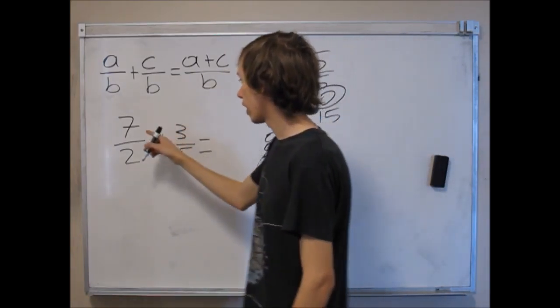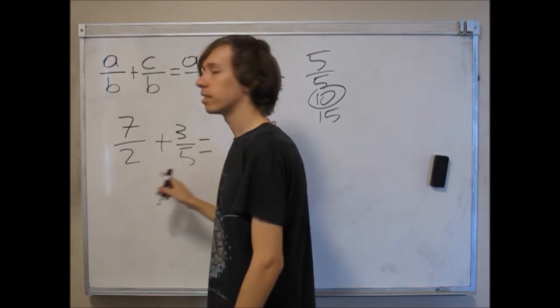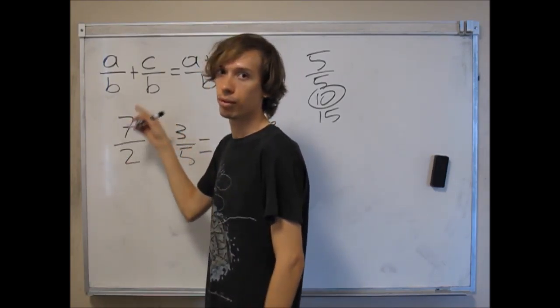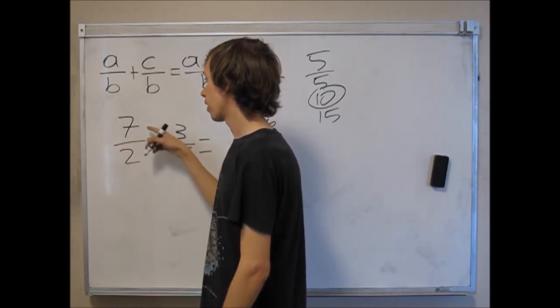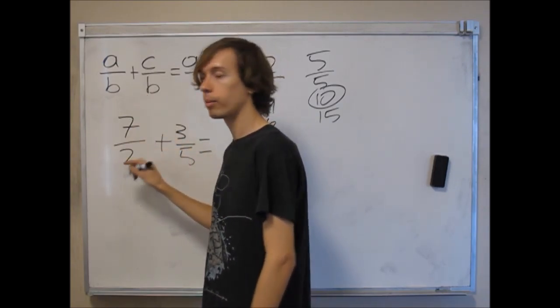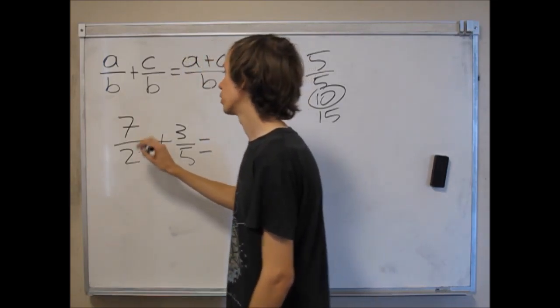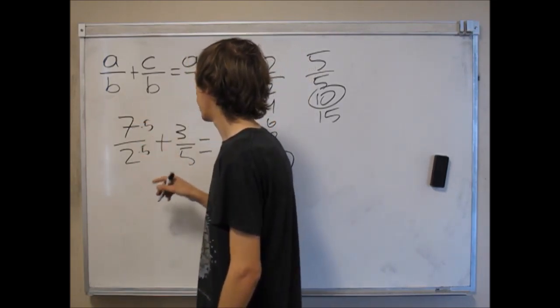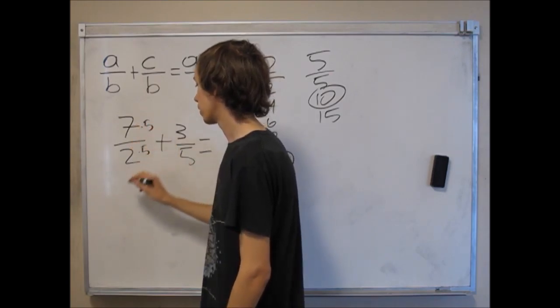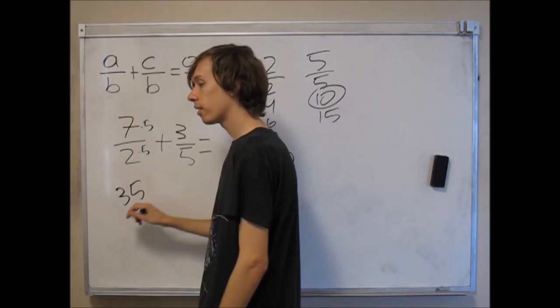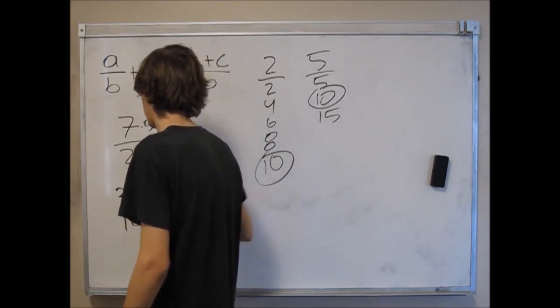So basically we just want to make both of these have a denominator of 10, and to do that we're going to multiply these fractions by a number over that same number. Right, so to get 2 to be 10 we need to multiply it by 5, but if we do that to the bottom we've got to do it to the top as well. And so 7 times 5 is going to be 35. And 2 times 5 is going to be 10, right?